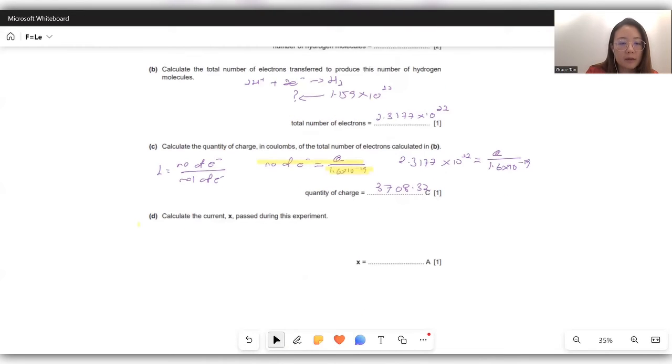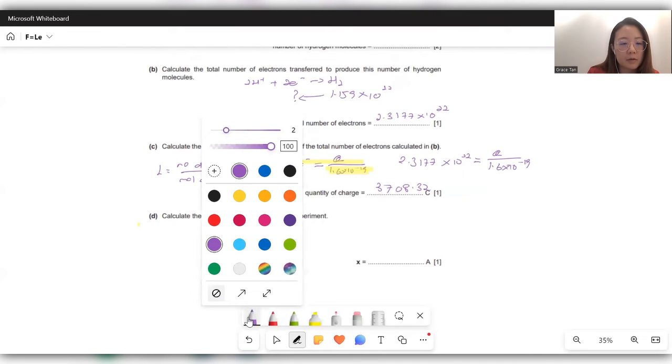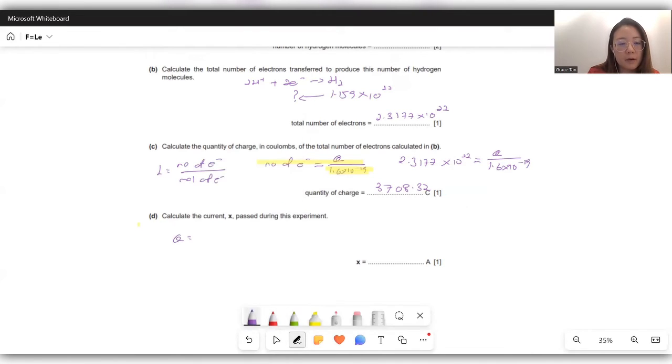Calculate the current. Since you got your Q, Q equals IT. So Q is 3708.32 equals I times your time. And your time is 14 minutes, convert to seconds. So your ampere here will calculate out to 4.41.